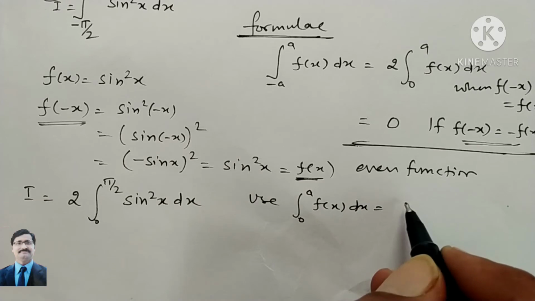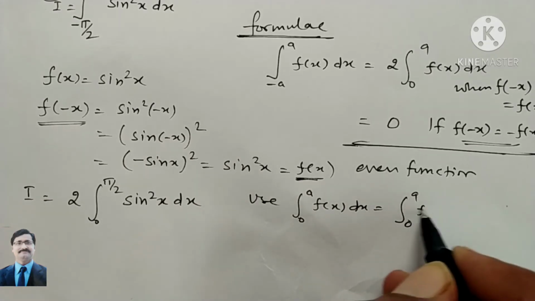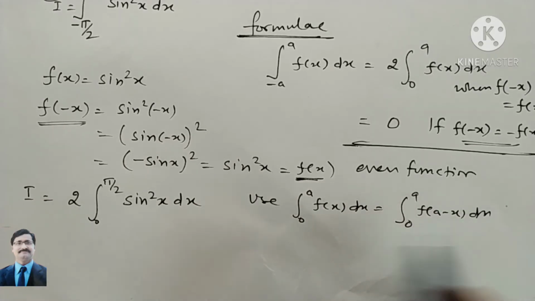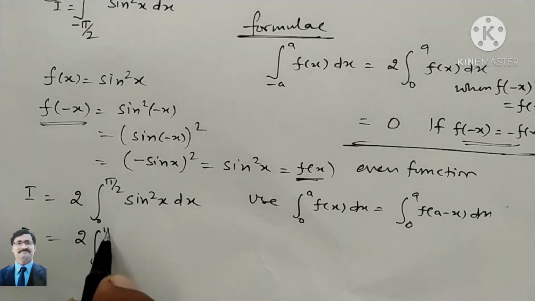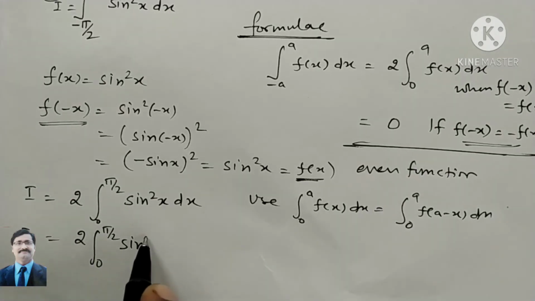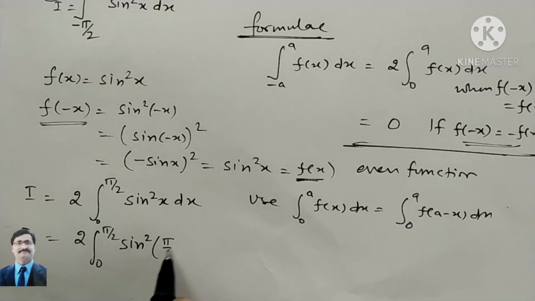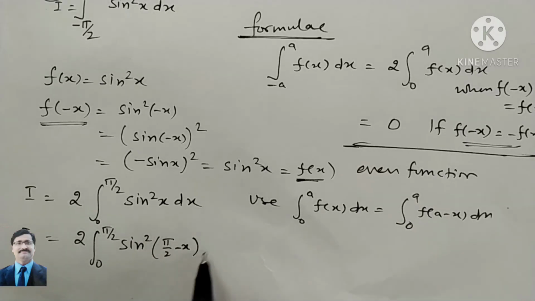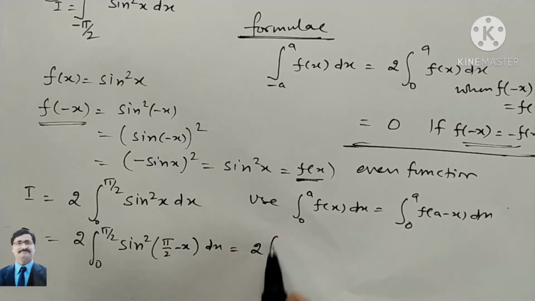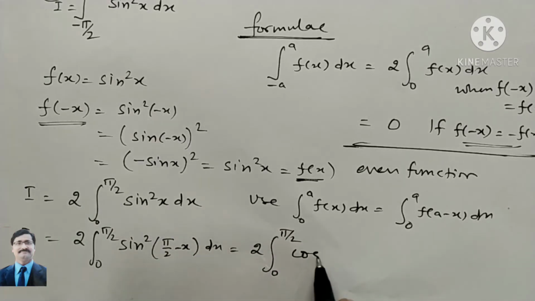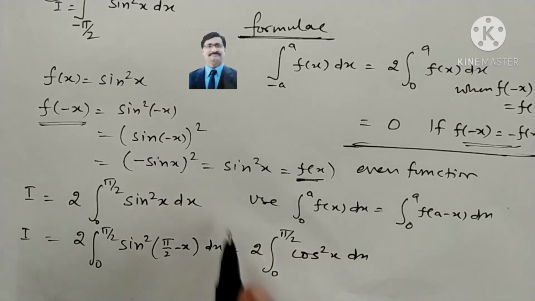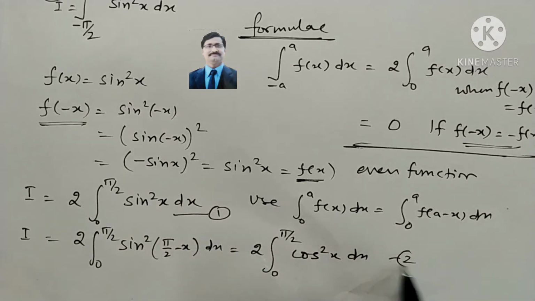We can write here the integral from 0 to a of f(a − x) dx. Okay, so we get I equal to the integral from 0 to π/2 of sin²(π/2 − x), and this we can write as the integral from 0 to π/2 of cos²x. This is equation 1 and this is equation 2.